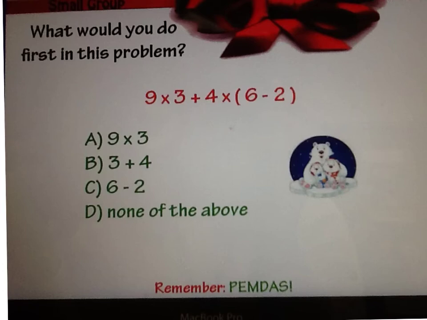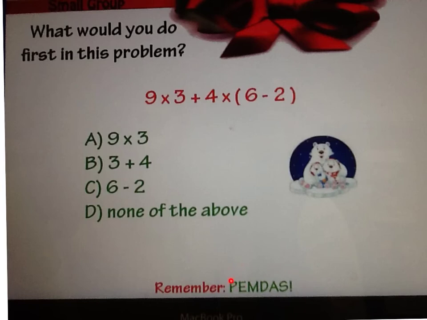Go ahead and pause again and try to work out this problem. What you're really trying to figure out is what would you do first in the problem. If you gave the answer of 6 minus 2, you are correct because it is in parentheses.